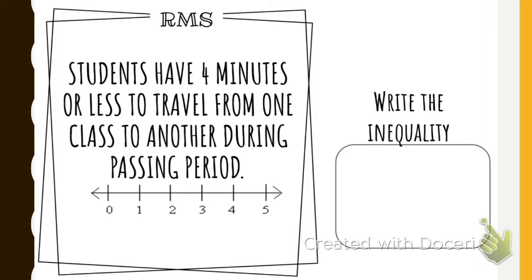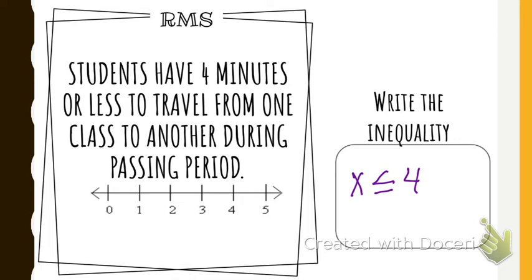So how could I write that? The amount of time that they have to travel is what? Their travel time, I'm going to call it x, is going to be less than or equal to 4 because it means 4 minutes or less. It could be anything up to 4 minutes, and they could take exactly 4 minutes if they need to. Now, when there's that equal to, it means it's a closed circle.